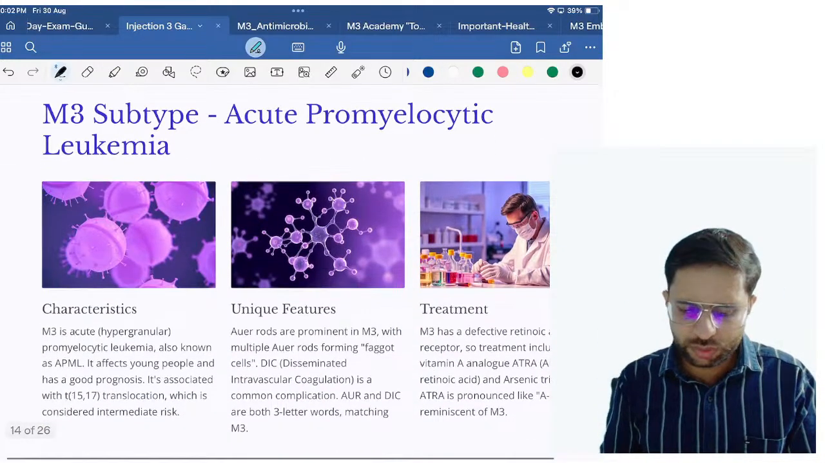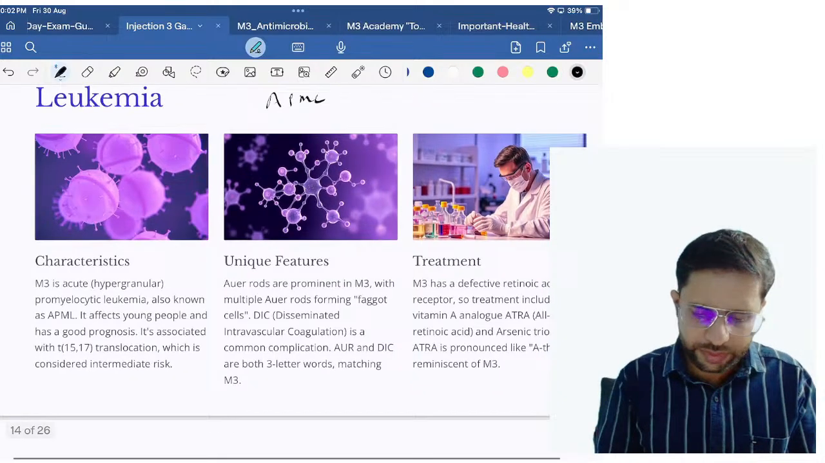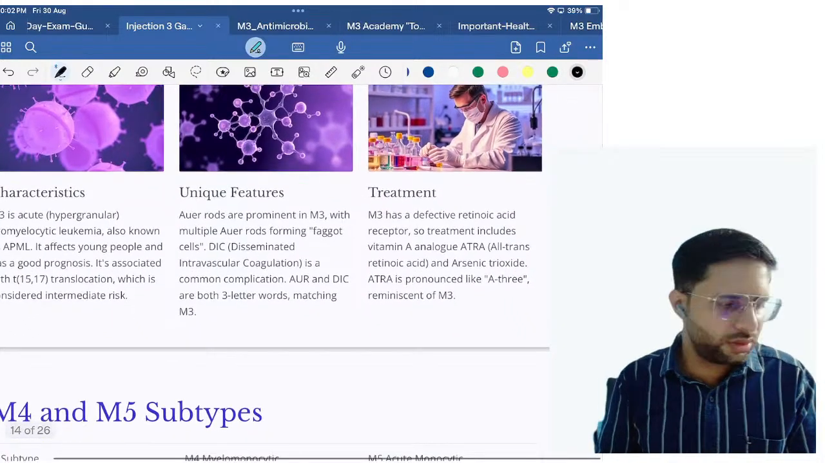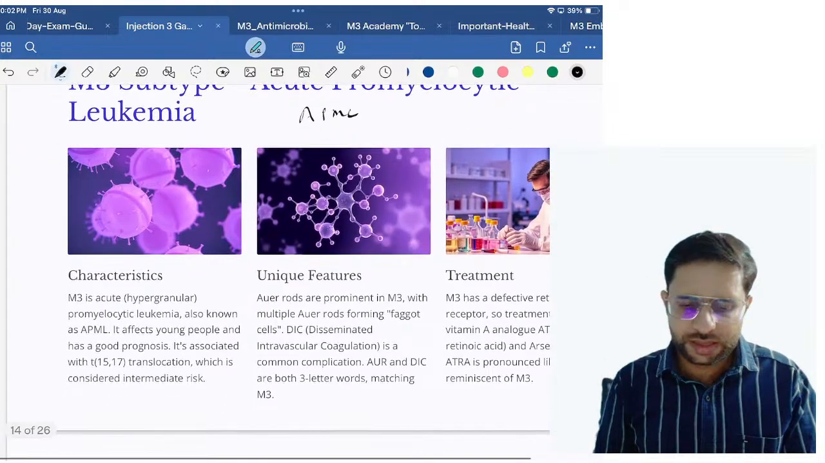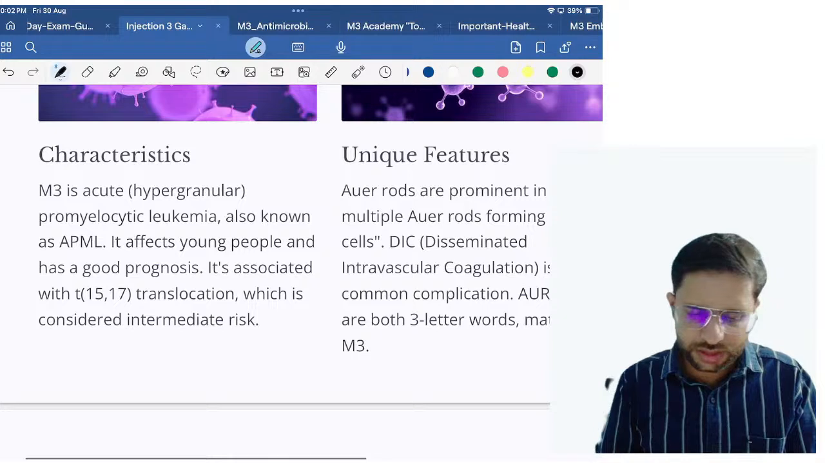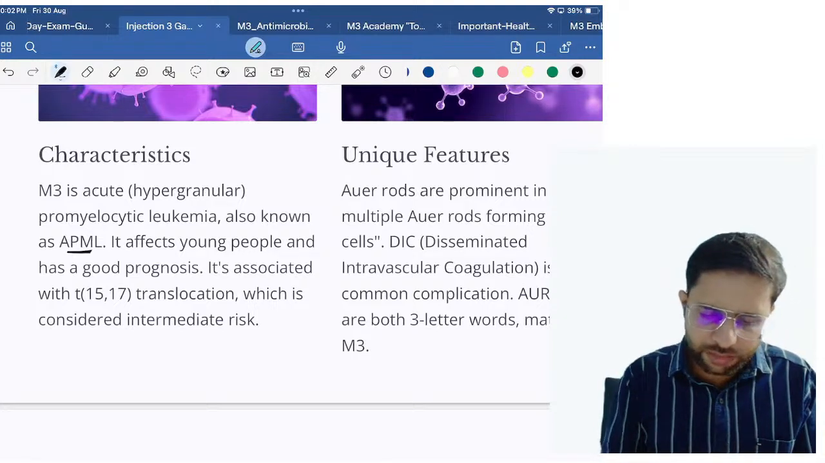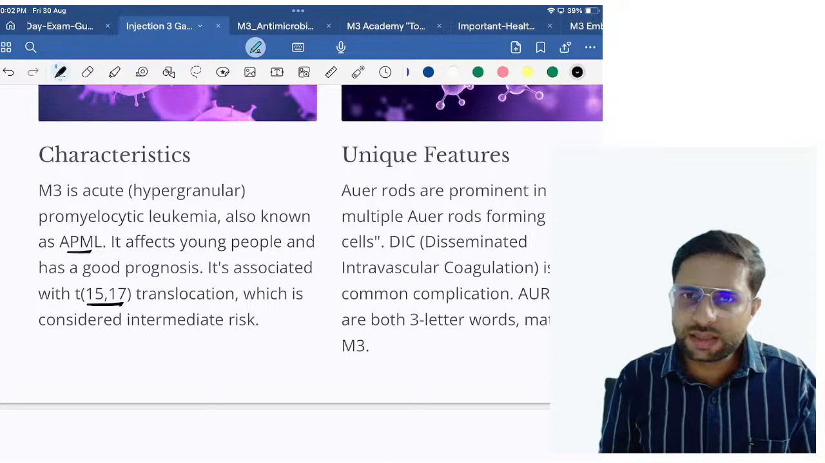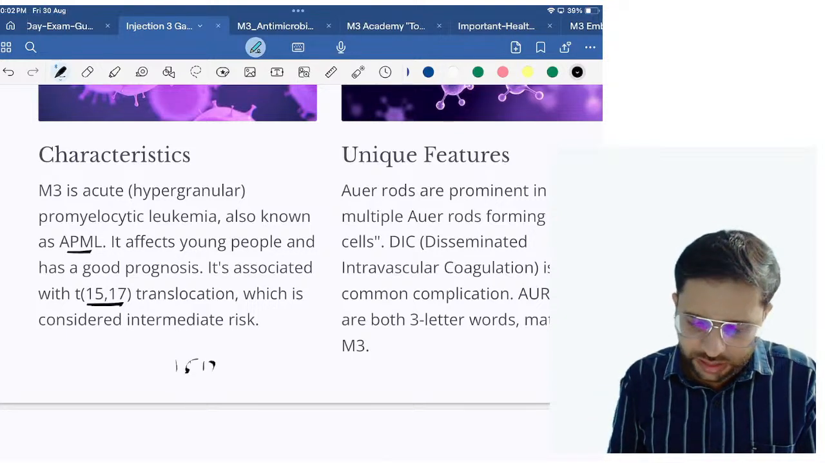Now M3 is acute promyelocytic leukemia, and you can say you are reading from the M3 Academy, so obviously prognosis is good. So you can say in this leukemia M3, acute promyelocytic leukemia, the prognosis is good. So this is acute hypergranular promyelocytic leukemia, APML. 1517 is its translocation. So M3 Academy is established since 1517, you can remember.